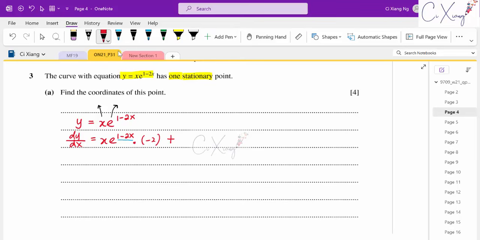Now I want to do it the other way around. I want to differentiate the first bracket, which is x. Differentiating x, you get 1. Then copy the second bracket. So if I copy the second bracket, I have e power 1 minus 2x.